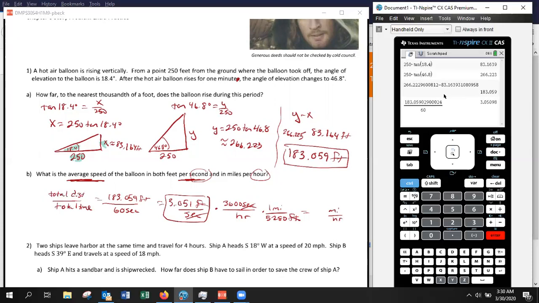And I will start off with that answer that I had before, and I will multiply by 3,600 and divide by 5,280. And I get 2.080. So 2.080 miles per hour. So very slow moving balloon. Kind of makes sense to me.